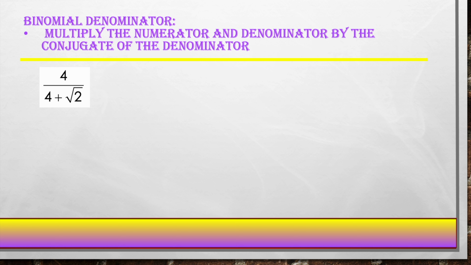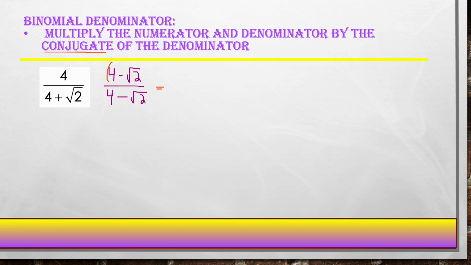So when that happens, we need to use something called the conjugate. This is a term you might be familiar with, but essentially all it is, you change whatever the sign is in front of the square root. So the conjugate of 4 plus root 2 is 4 minus root 2. The plus signs, you make a minus sign. The minus signs, you make a plus sign. And you multiply the top and bottom by the conjugate.